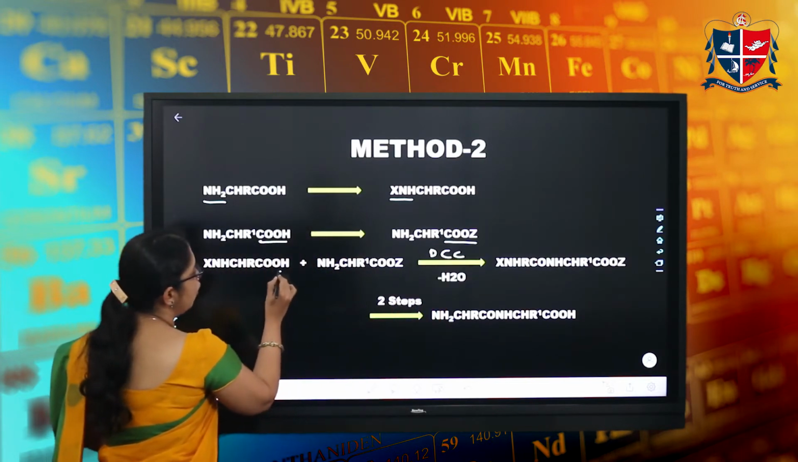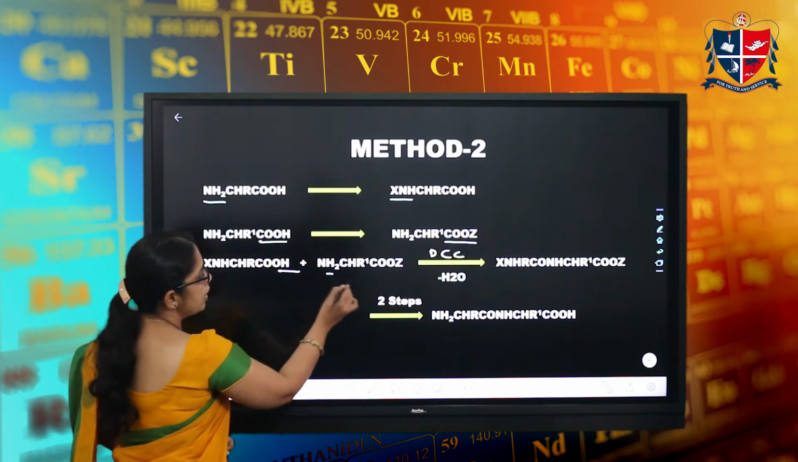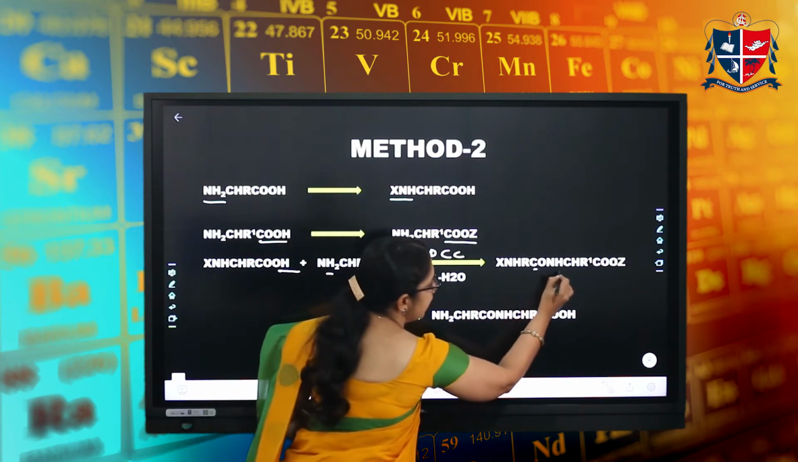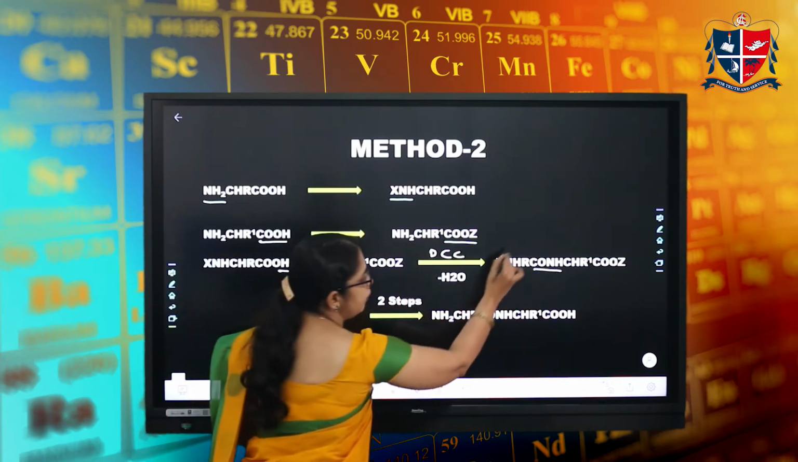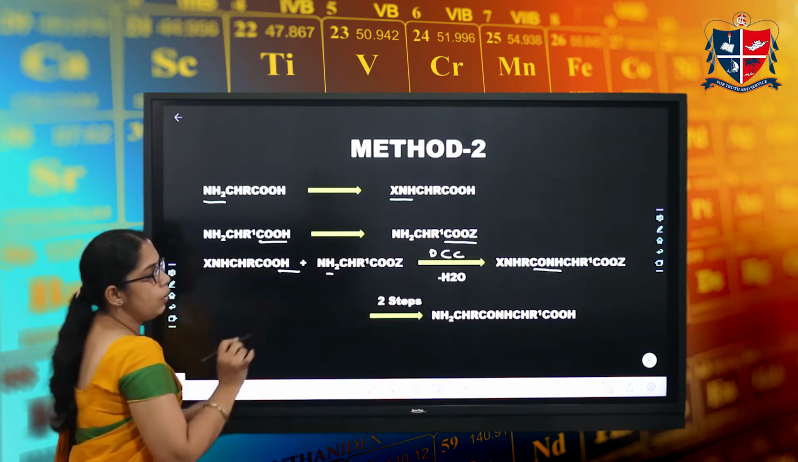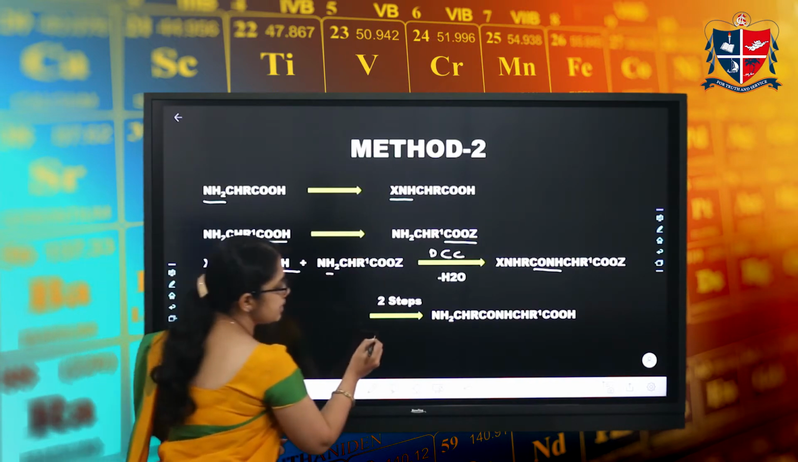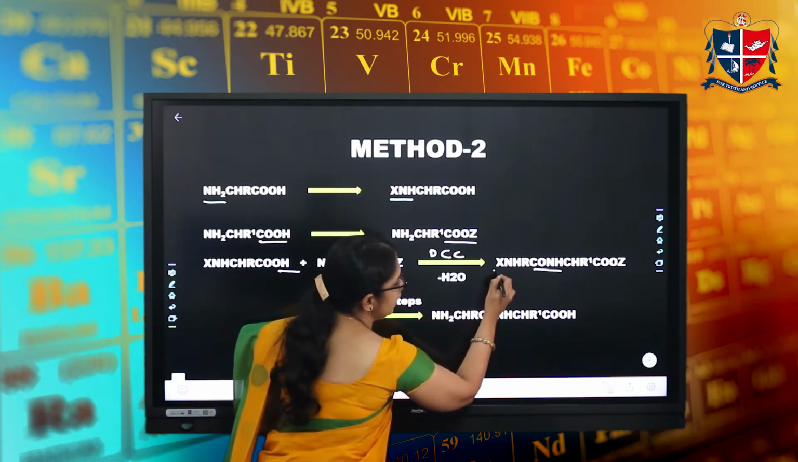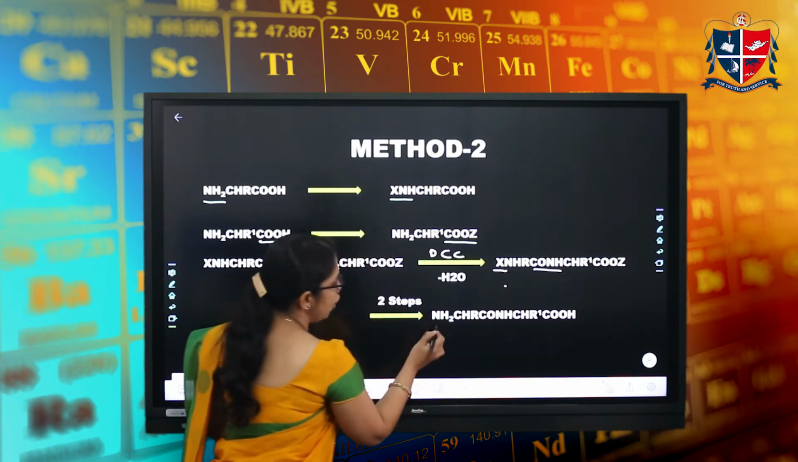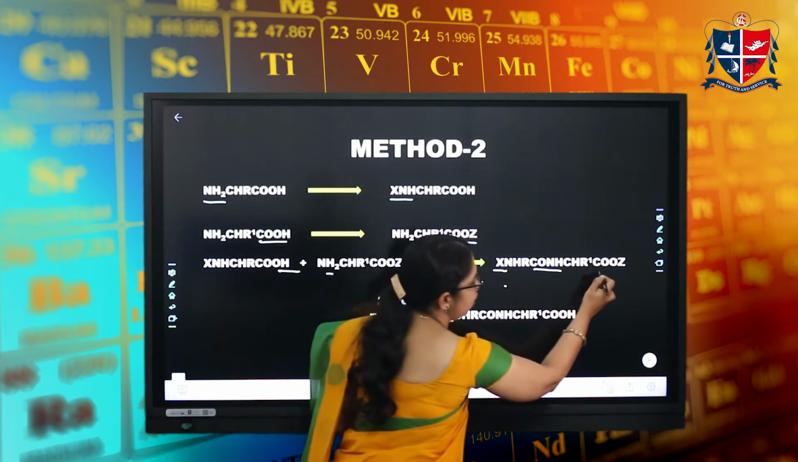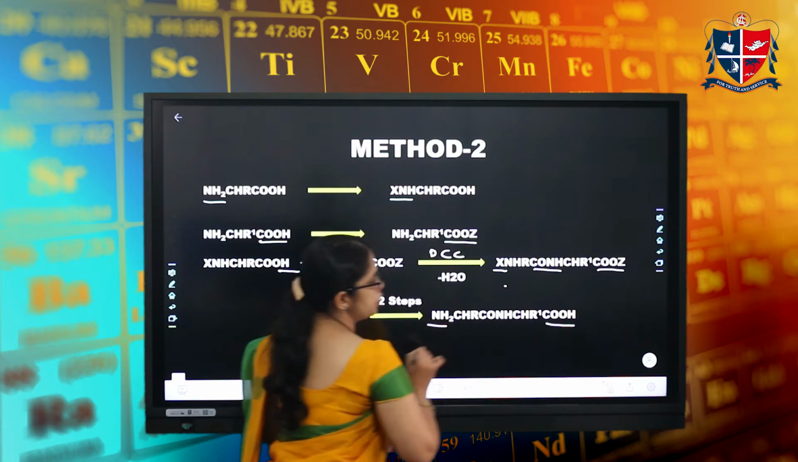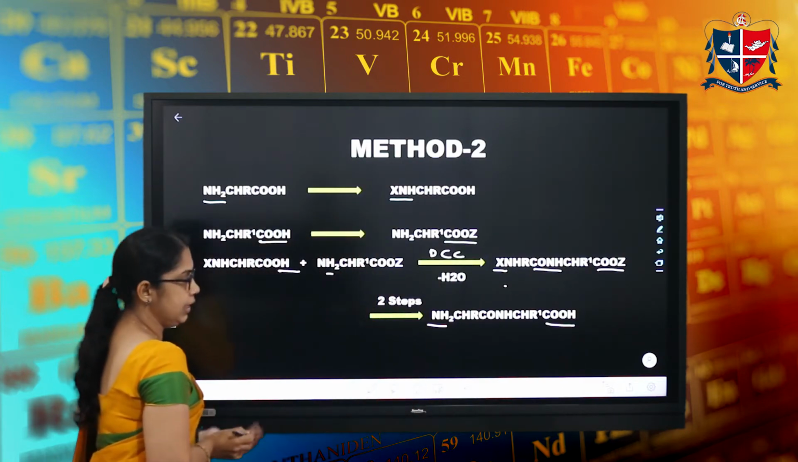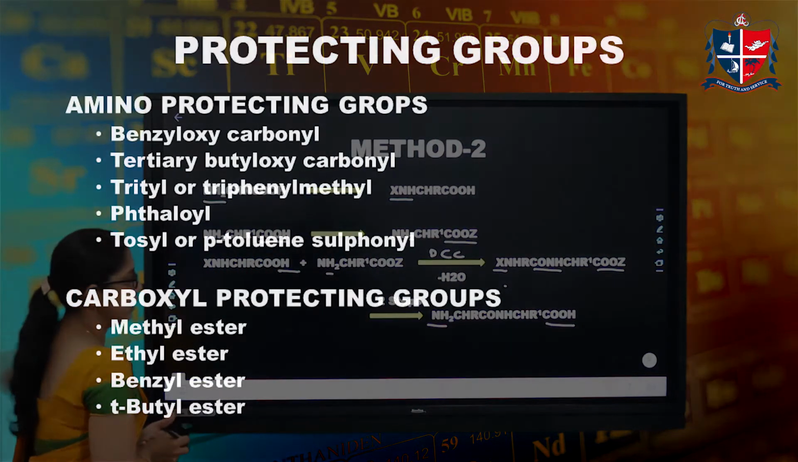Then there is a removal of water from here, and we get peptide bond formation here. And we get the dipeptide or polypeptide. And in the last step, removal of this protecting group. This XNH now becomes NH2, and this COOZ now becomes COOH. That is removal of the protective group. So this is the second method.